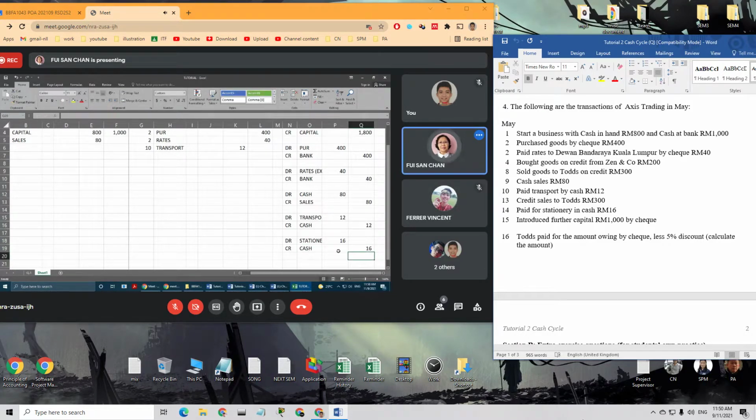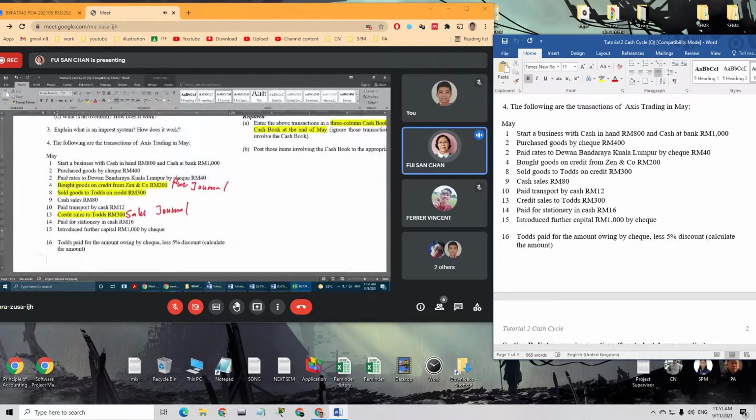Okay, this is a payment, so payment goes on the credit side. So on the 14th, we are buying stationery by cash. So under the cash column, we put 16. All right. Then we go on to the next one, number 15.